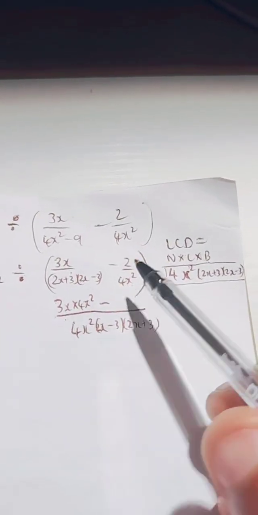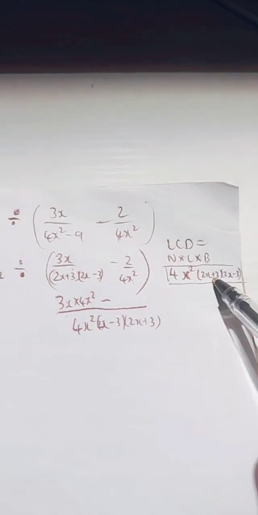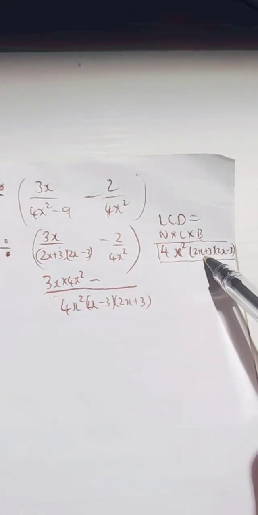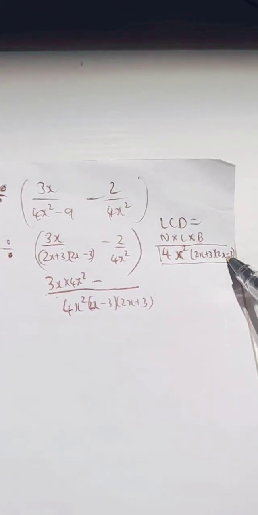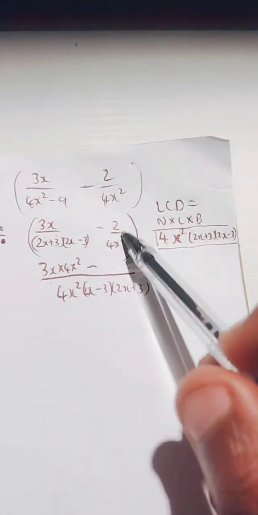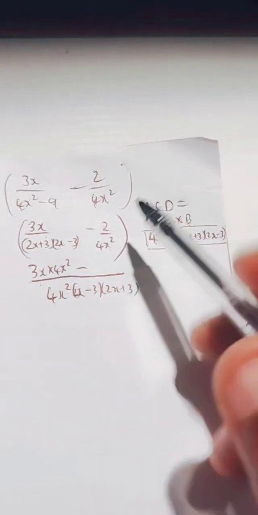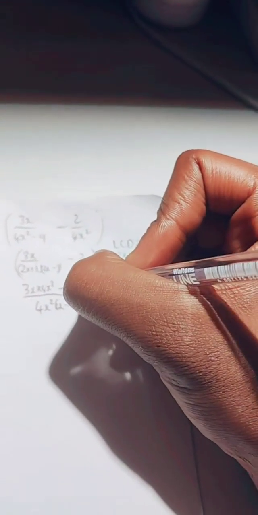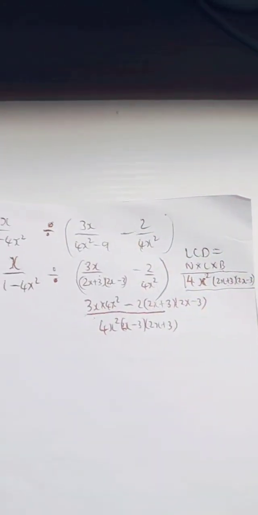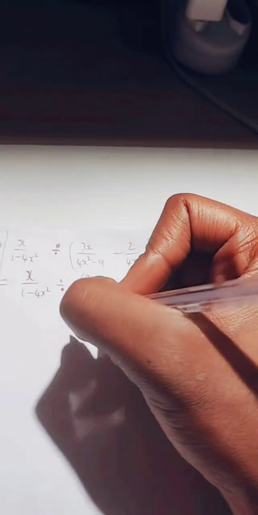If we look at the denominator, what is missing compared to the LCD? The 4x squared is there. So what's missing is the 2x plus 3 into 2x minus 3. So we are going to multiply by that in the denominator so that we have the LCD formed even for this fraction. But what we do at the bottom, we do at the top. So that means negative 2 is going to be multiplied by 2x plus 3 into 2x minus 3. Okay, yeah, this is in the bracket. Let's continue. We are not done. Let's keep this for now until further notice.